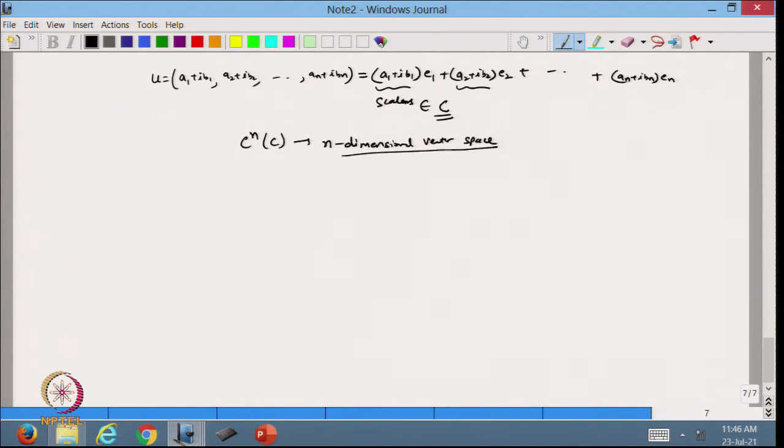Now, from here suppose I just want to see how we can define the linear combination in terms of vector spaces. So, let us take one example. Let us suppose we take C2 and taking over C. So, C is the set of complex numbers.